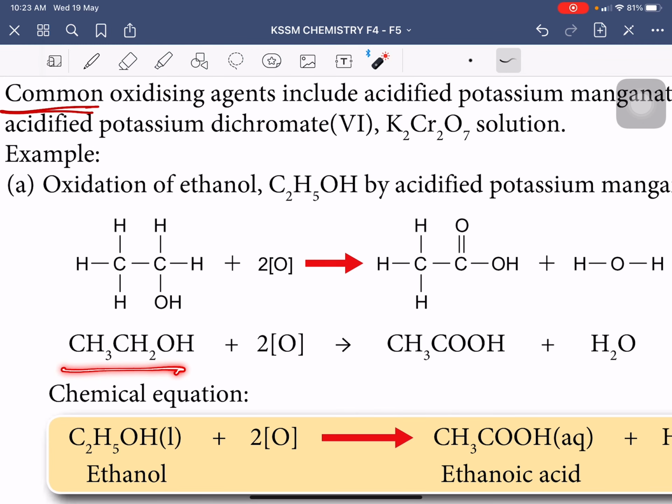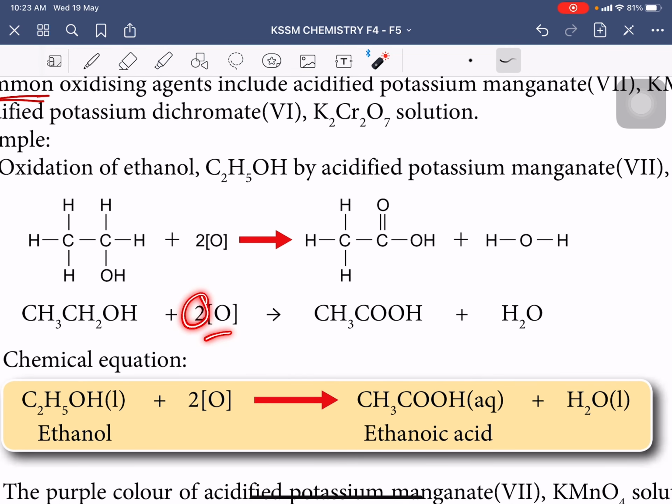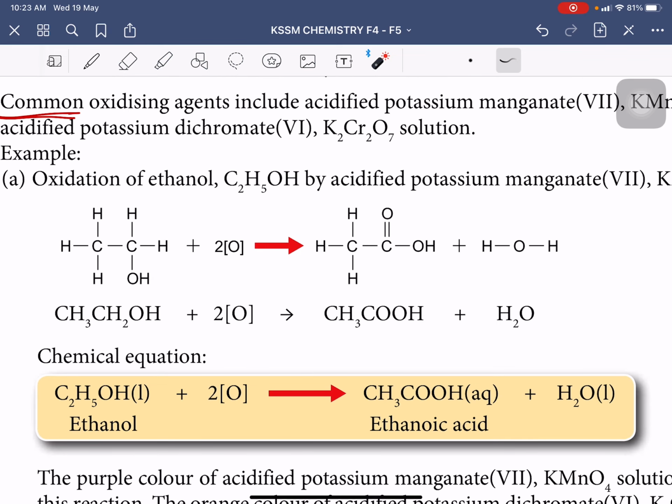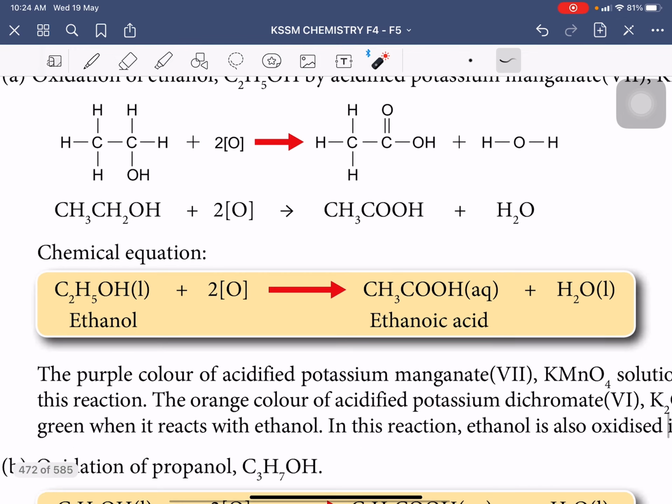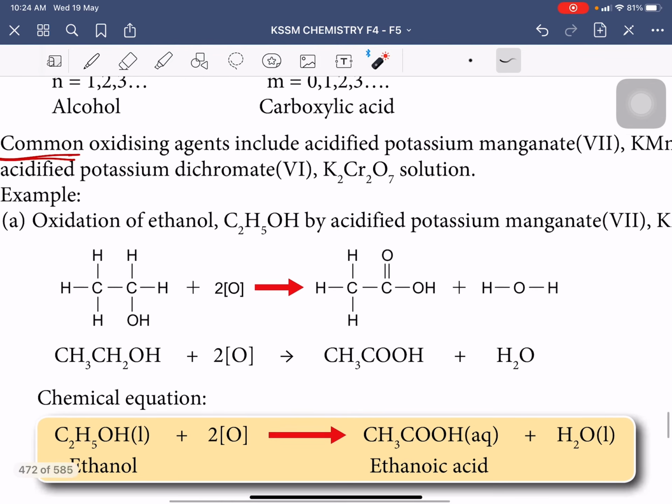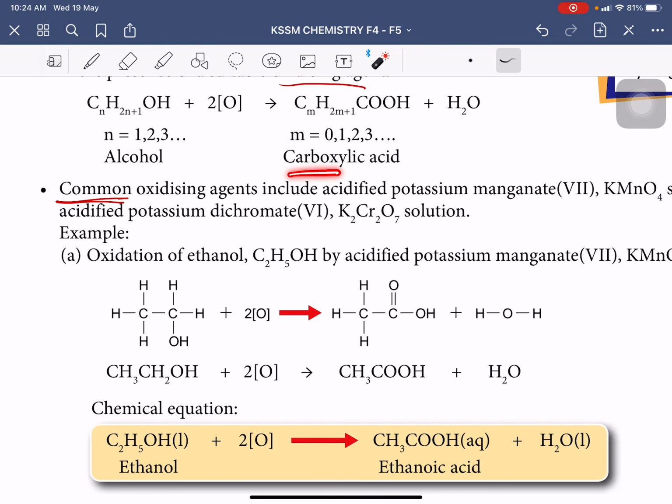So this is ethanol. Ethanol oxidized. We do not write the KMnO4 in the equation. No, because we only want to use the oxygen in the equation. So it will be 2O. 2 because we balance it. Okay, next. It will produce, since we use ethanol, ethanoic acid. This one, ethanoic acid.